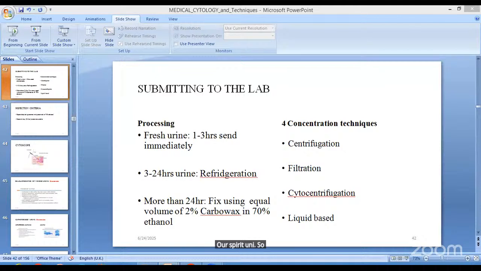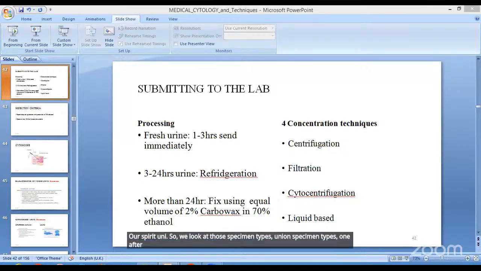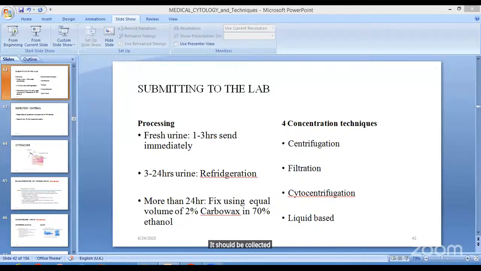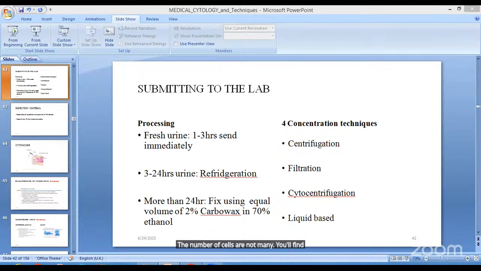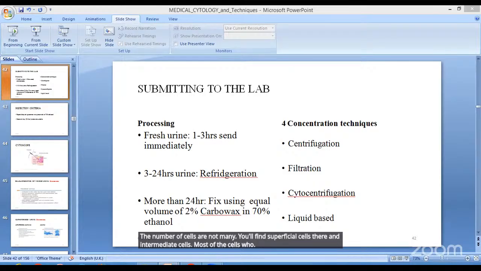So we look at those specimen types, urine specimen types, one after the other, and see their peculiar characteristics. Voided urine should be collected between 3 to 4 hours after the last void. Up to 100 to 300 ml should be collected. The disadvantage is that the cellularity is sparse. The number of cells is not many. You'll find superficial cells and intermediate cells. Most of the cells will have degenerated.